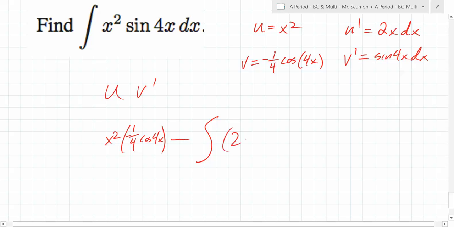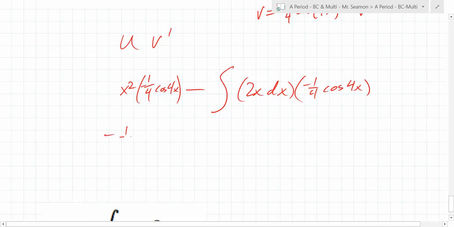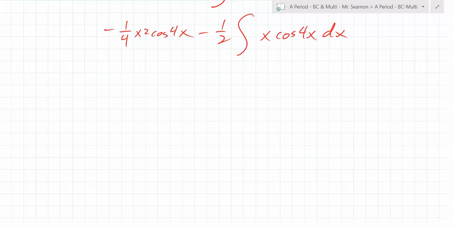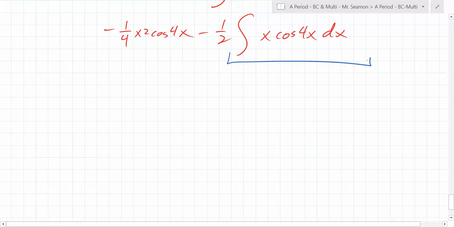Minus u prime v. So what's u prime? That's 2x dx times what? Negative 1/4 cosine 4x, right? Can we pull anything out to the front? We got a negative, let's just do this. X squared cosine of 4x minus what, negative 1/2? Yeah. And what do we end up with? X cosine 4x dx. This is the moment we've been waiting for. It doesn't seem like it helped us that much, but what can we do again? You could do parts again, because it looks very similar to what we had, but what's the key difference? We've reduced the power of x by 1.